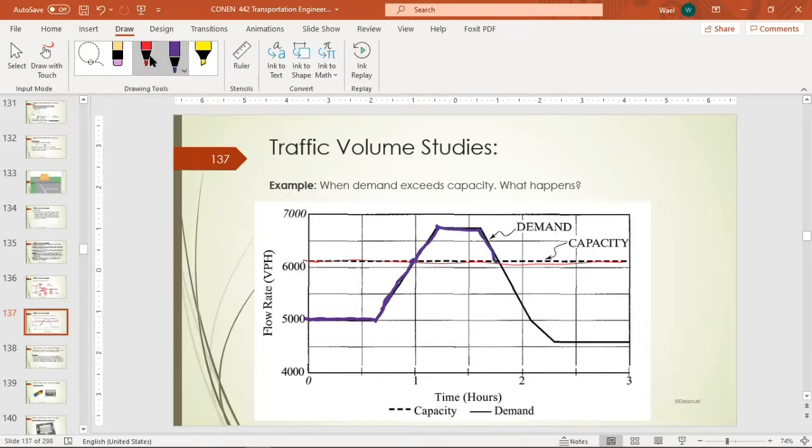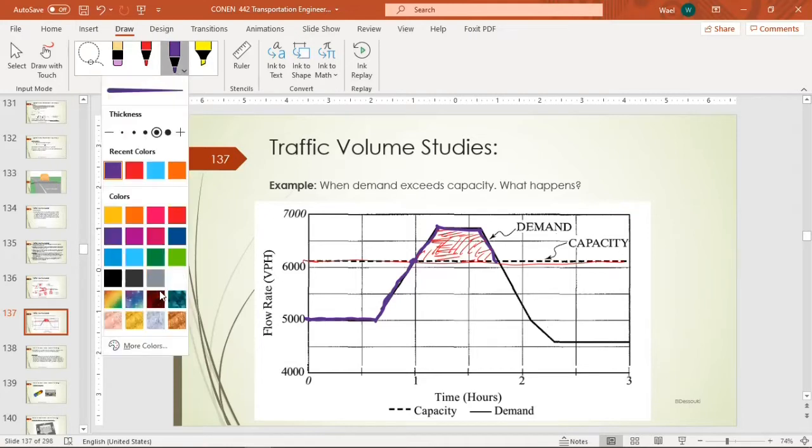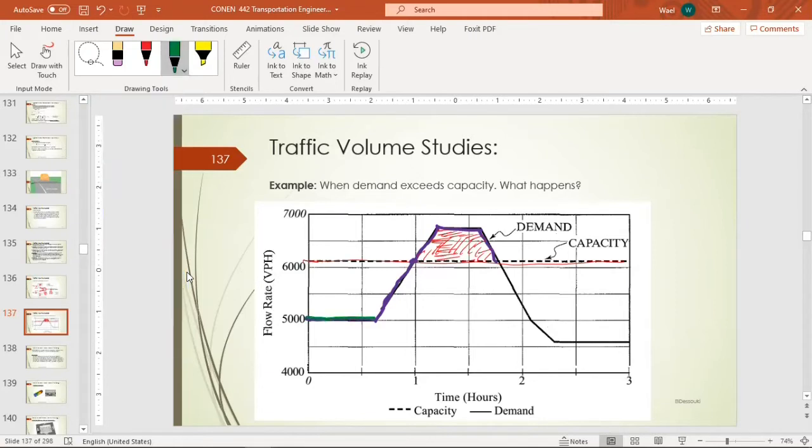So this volume, where shall it go? It cannot pass this point. What happens in reality, if you are measuring the volume, is that the observed volume will be something different. Where demand and capacity are the same, the demand will be like the volume. But here, that's what we are going to be observing. If you have a traffic counter, it will get to a plateau, which will not exceed the capacity. But it will keep continuing there, then start dropping.